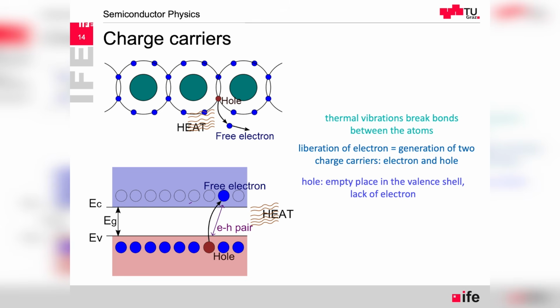So that's one way how it can happen. The thermal vibration breaks bonds between the atoms. Then we have the liberation of an electron, which is equivalent to generation of 2 charge carriers. One is the electron that can move in the conduction band from one atom to another. And there is also a hole, which is the lack of the electron in the valence band. At the place of the hole, another electron from a neighboring atom can jump in that place. So we have effectively 2 charge carriers.